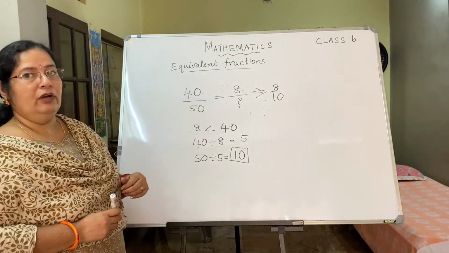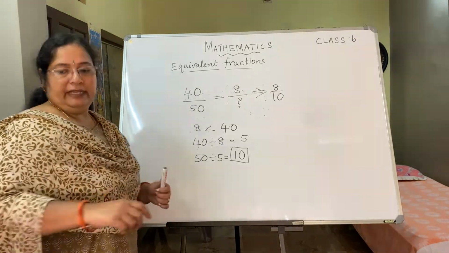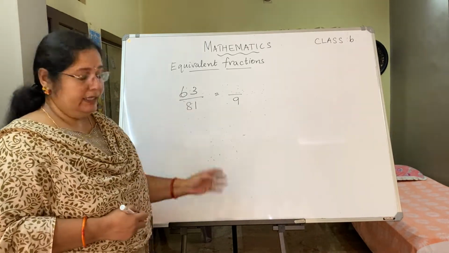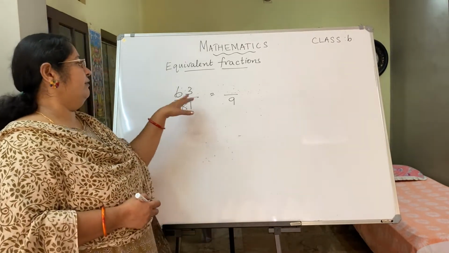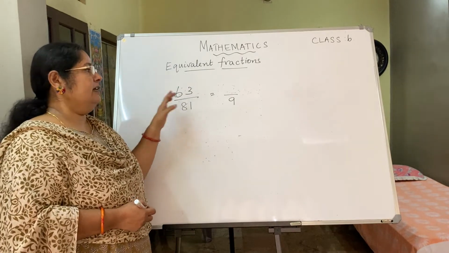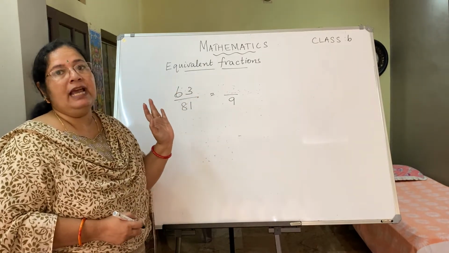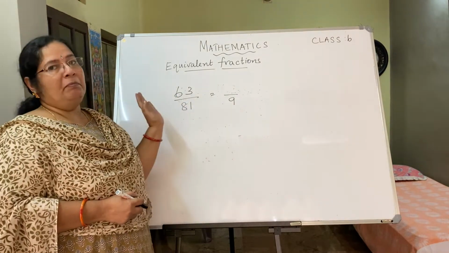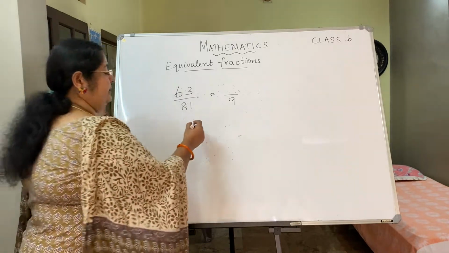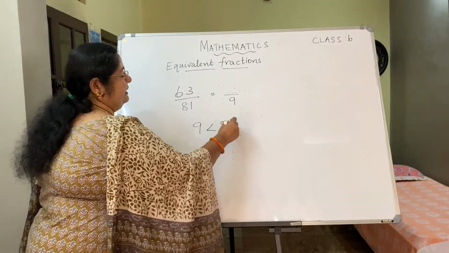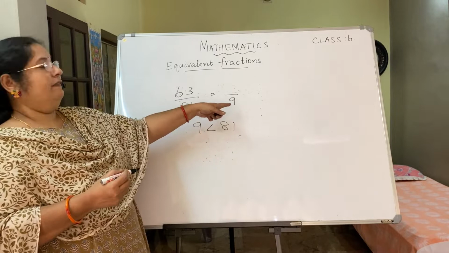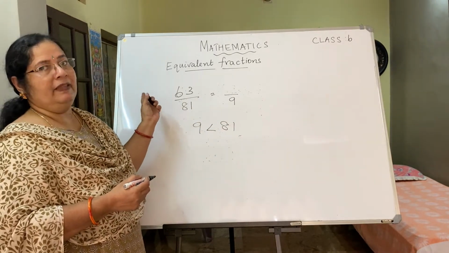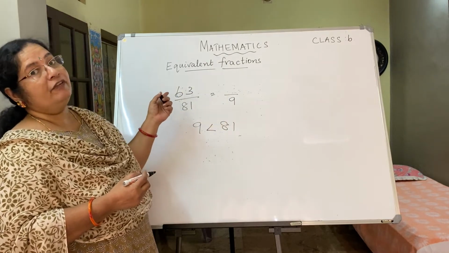Is it clear how we got it? One more example we will take. Now see here. We have a fraction 63 by 81 and you are asked to find an equivalent fraction for this 63 by 81 whose denominator is 9. Now denominator 9 means first what would you do? You will compare the denominators. So 9 is less than 81. That fraction's denominator is less than the given fraction's denominator.